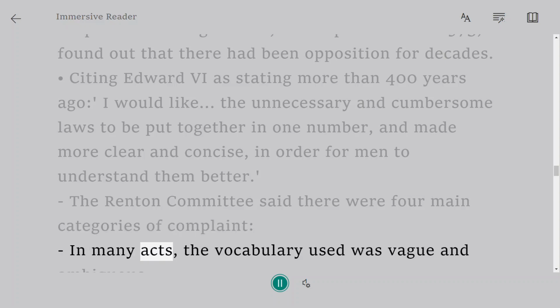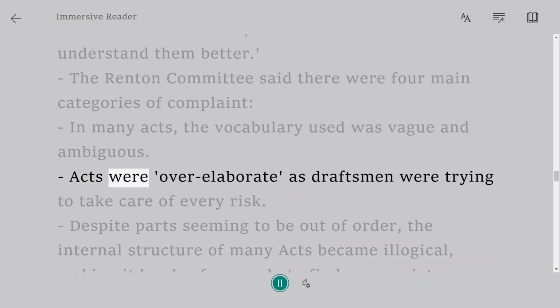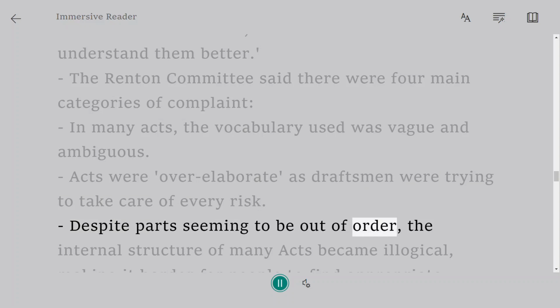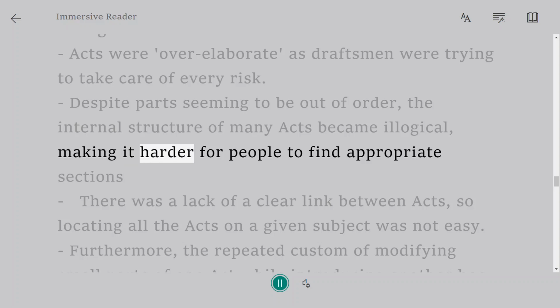In many acts, the vocabulary used was vague and ambiguous. Acts were over-elaborate as draftsmen were trying to take care of every risk. Despite parts seeming to be out of order, the internal structure of many acts became illogical, making it harder for people to find appropriate sections.